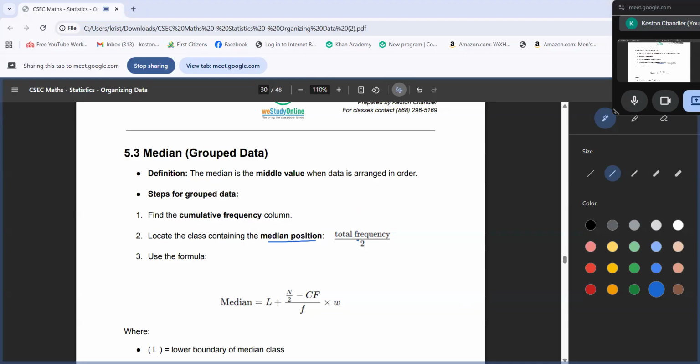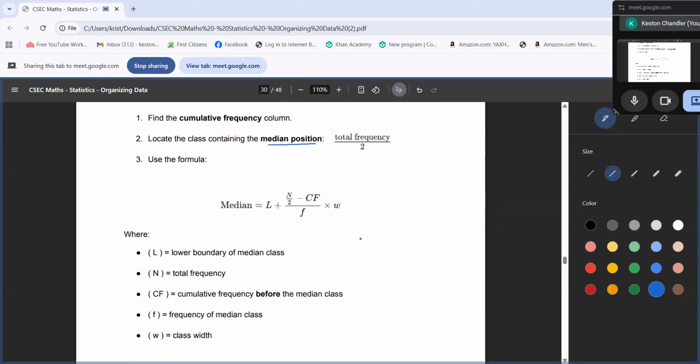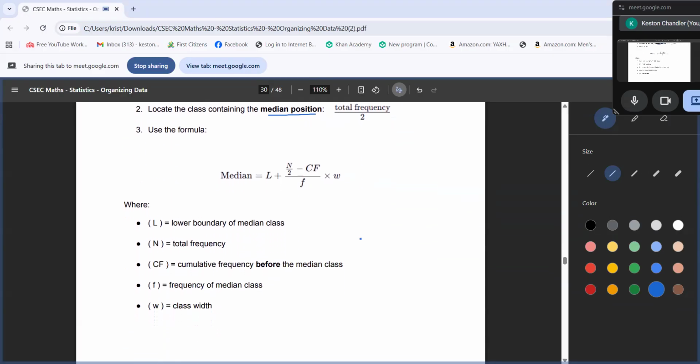So what we're going to do now is we then need to look at the class that corresponds to this median position. And we will apply this formula in order to calculate the median. Now, the formula has a lot of variables in it. So let's talk about the variables.